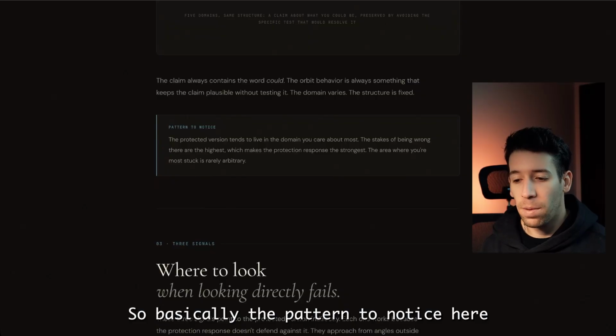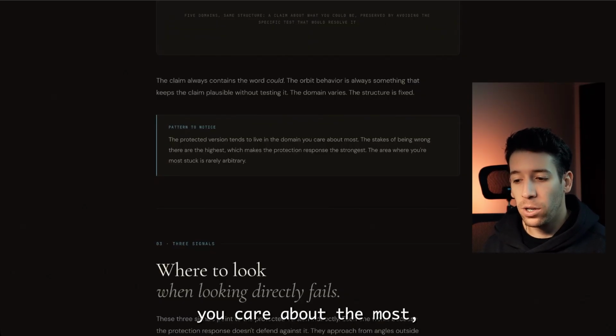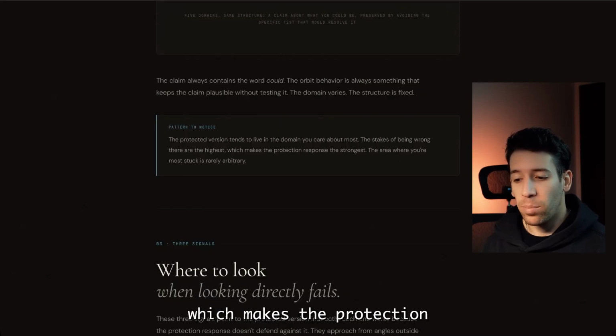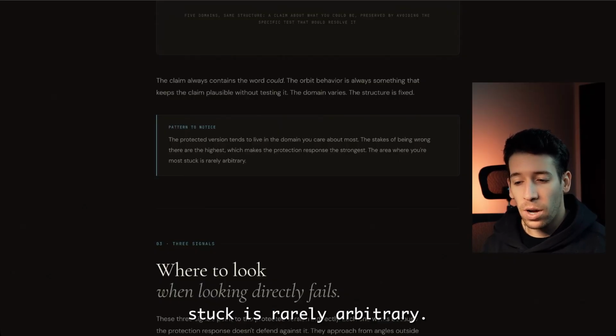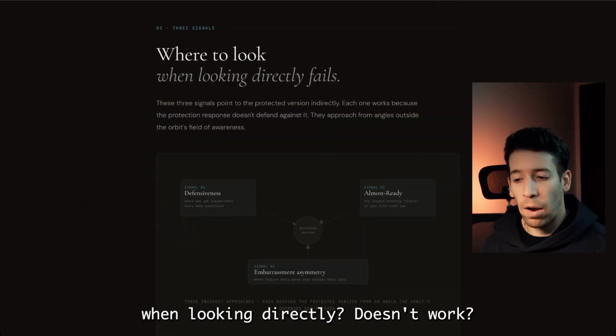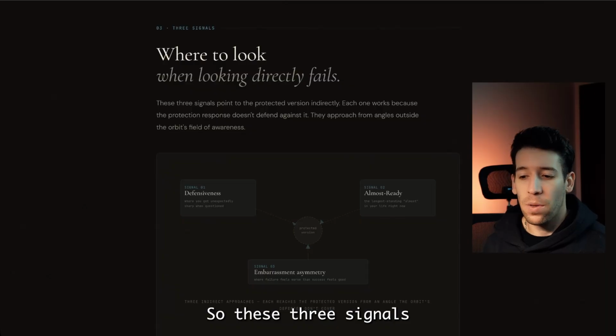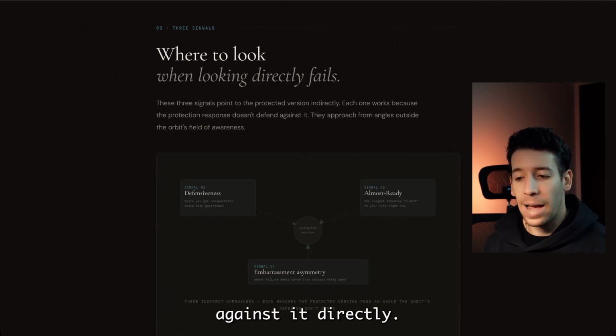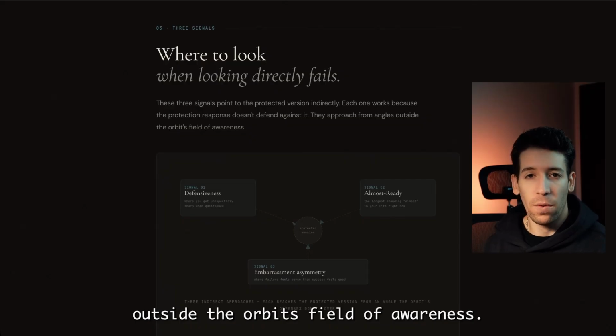So basically, the pattern to notice here is that the protected version tends to live in the domain you care about the most. The stakes of being wrong there are the highest, which makes the protection response the strongest. The area where you are most stuck is rarely arbitrary. So where do we look when looking directly doesn't work? These signals point to the protected version indirectly. Each one works because the protection response doesn't defend against it directly. They approach from angles outside the orbit's field of awareness.